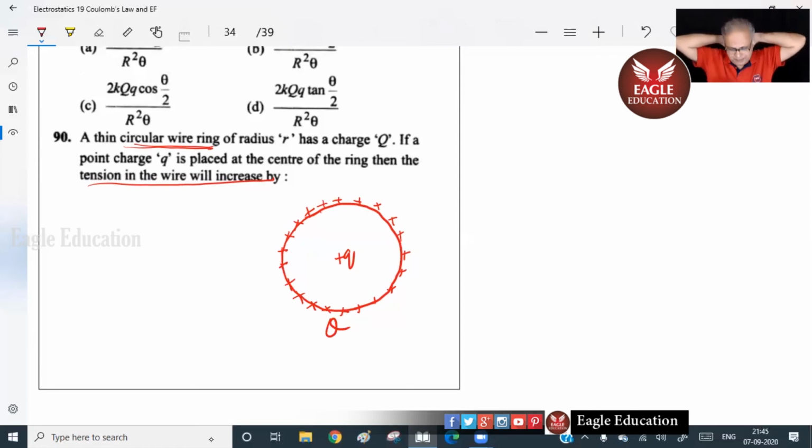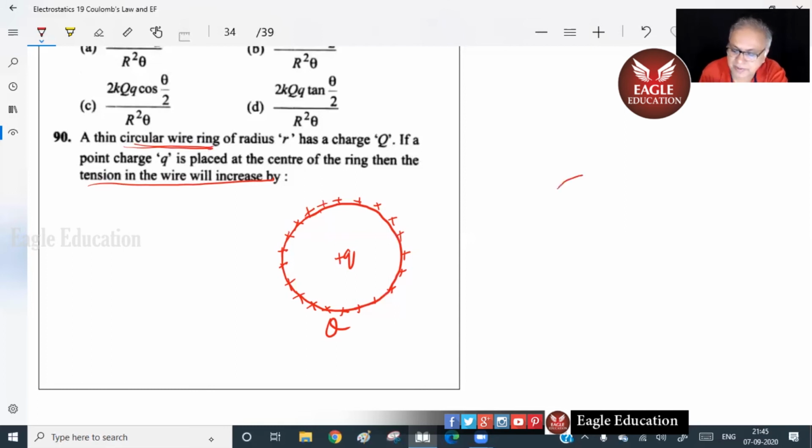First of all, remember, even when there's no plus Q at the middle, there will be tension in the wire. Why? The like positive charges repel each other, so the ring gets stretched. But at that moment, there's a balance: the electrostatic repulsion between the charges and the tension balance out. Even now it will balance out, but an extra tension develops once you place this plus Q in the middle, because it will repel every other charge. That extra tension, call it T, I'll show you here.